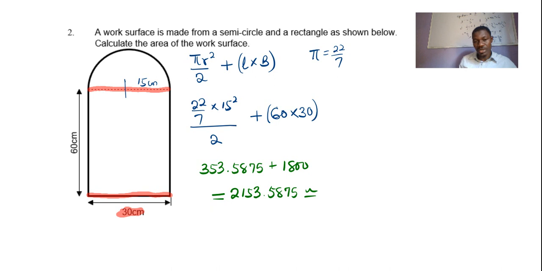There we have 2154 centimeter square. Final answer. Okay, that's the final answer.